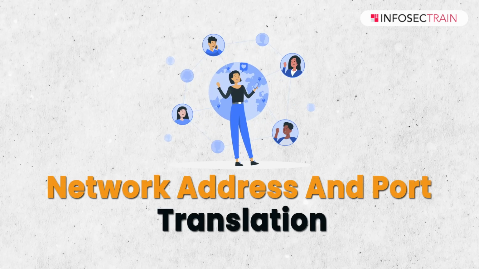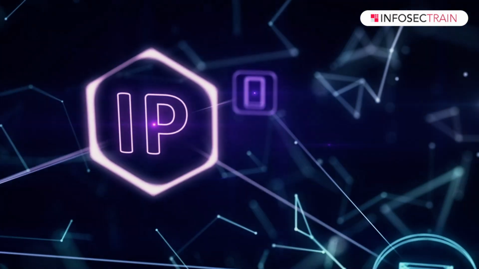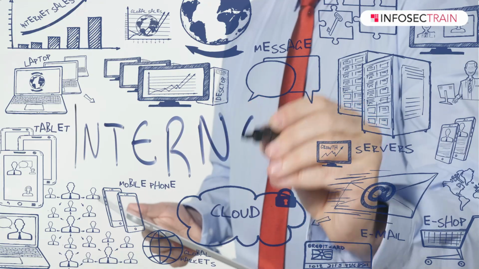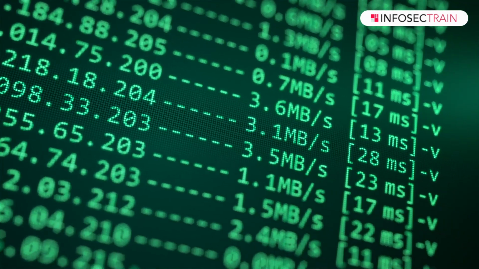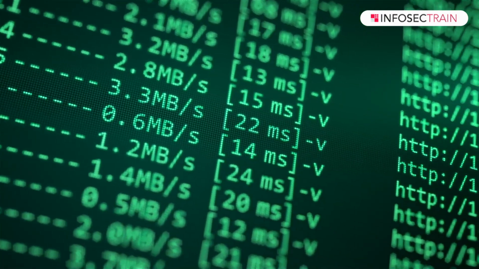networking systems. Port address translation, also known as network address and port translation, is a network function that enables multiple devices within a private network to share a single public IP address when communicating with an external network, such as the internet. In essence, it acts as an intermediary between the devices within the private network and the external network by mapping multiple internal IP addresses to a single external IP address.